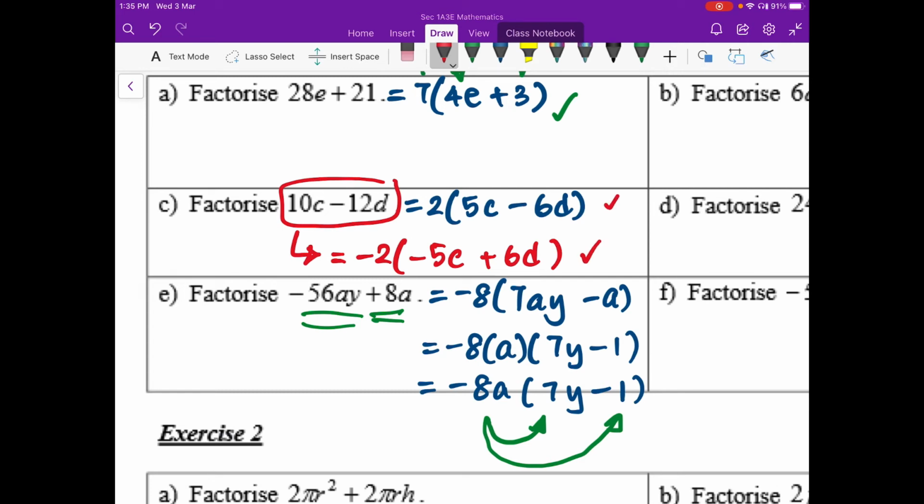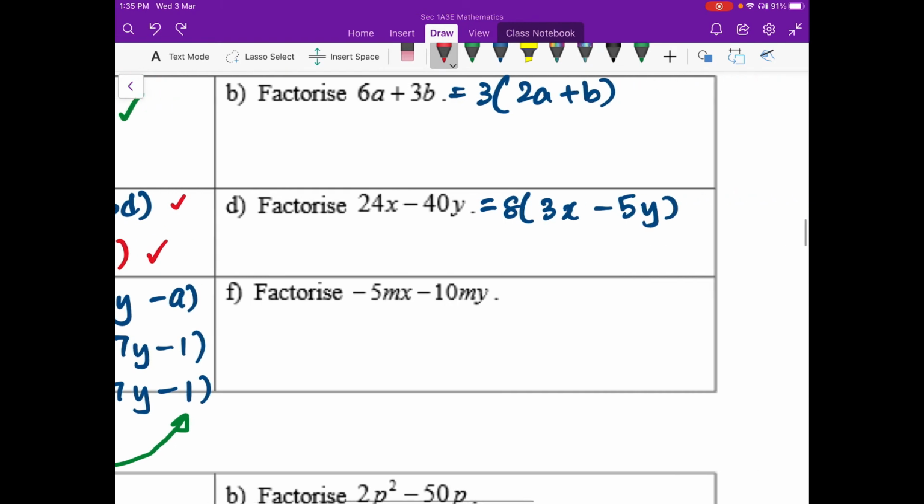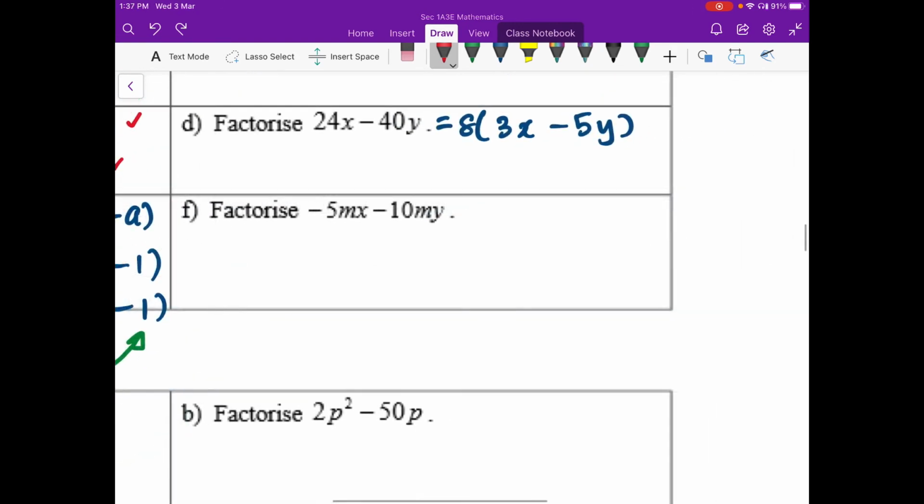In the same way, this could have been negative 8a, positive 8a as well. Okay, now part F. Factorize this. Your turn to try it. The common factor.